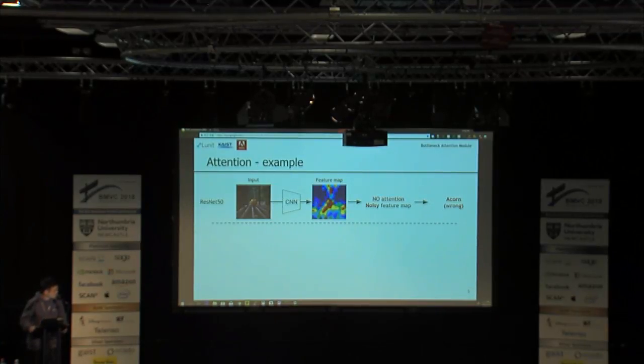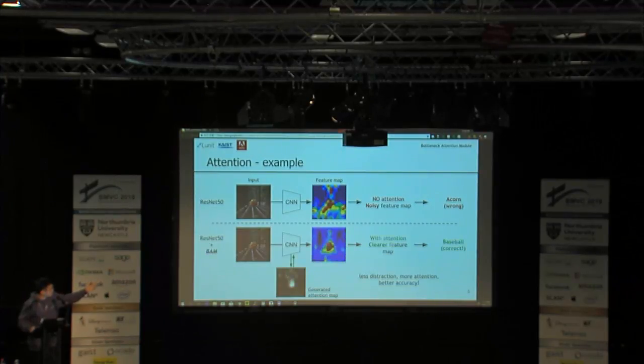This is another example from ImageNet. This is a result from vanilla ResNet-50. The last feature map from the network is very noisy, and it says it's an acorn. Actually, if you look carefully, this is a baseball. When we use attention, the network can pay more attention to the target object, and it correctly classifies it as a baseball. So we want to make the network focus more on the target object.